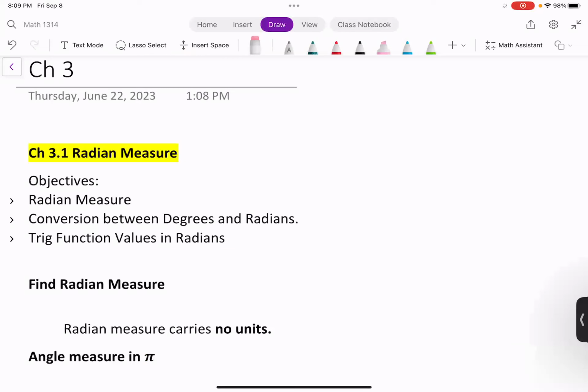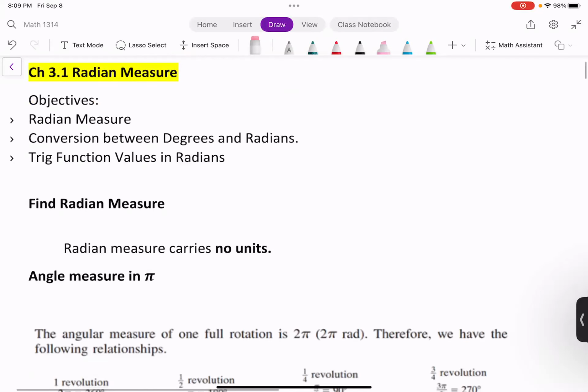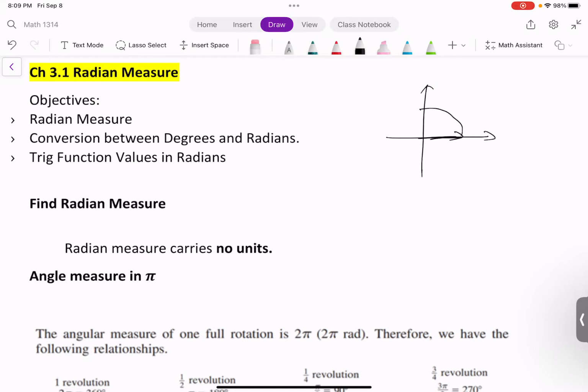In this video, we'll start to learn Chapter 3, 3.1 radian measure. In previous class, we have learned the degree measure. For the full rotation, we're starting from the initial side here and rotate counterclockwise. When I got here, this is 90 degrees. Got here, 180 degrees. And here is 270 degrees. Continue to rotate all the way back is 360 degrees. This is a full rotation.